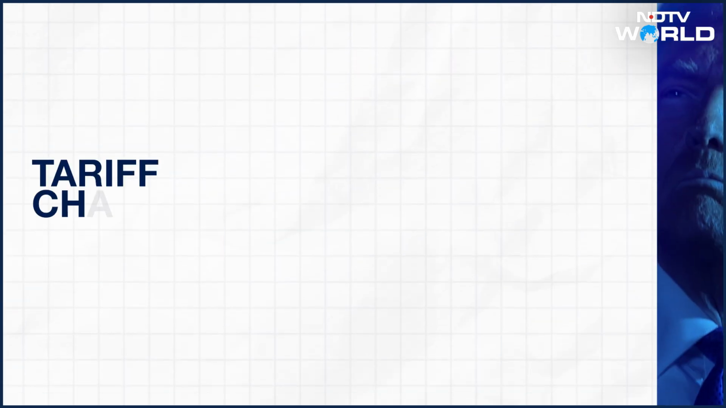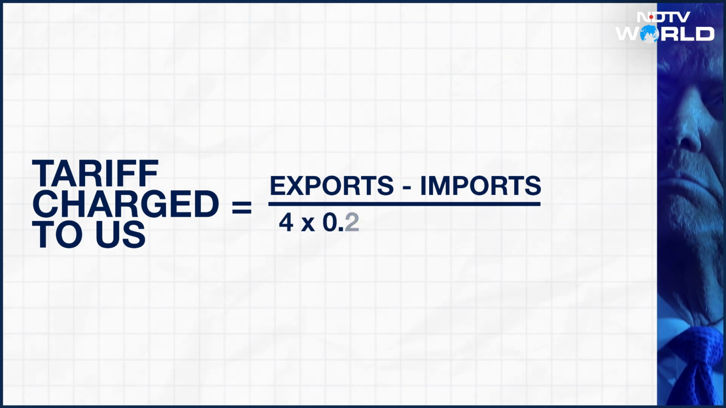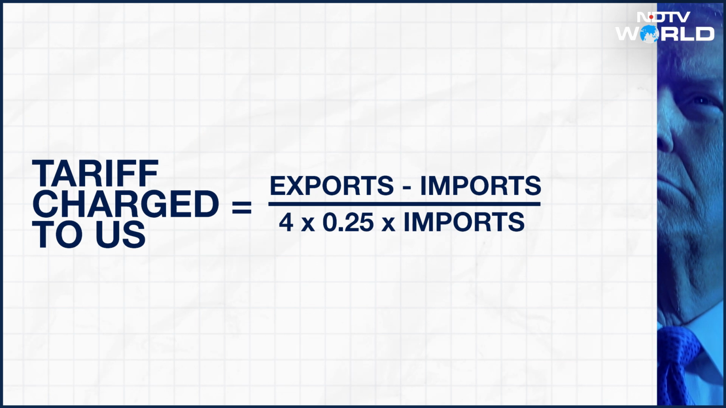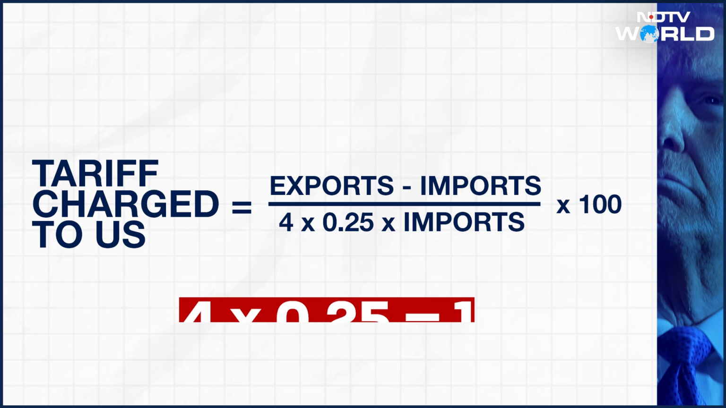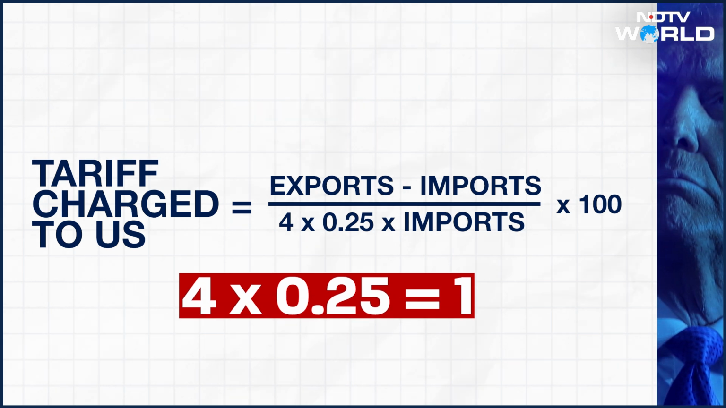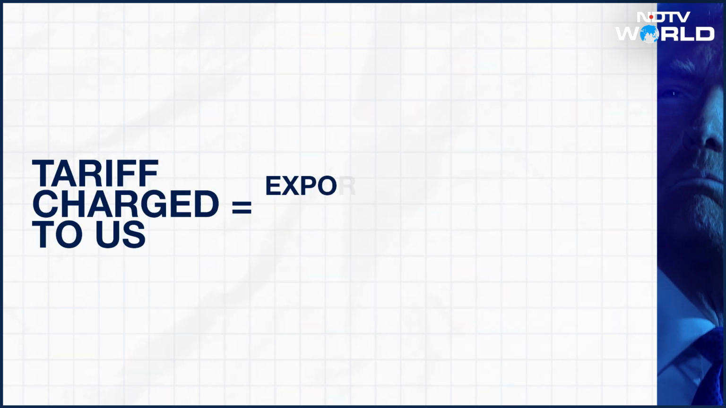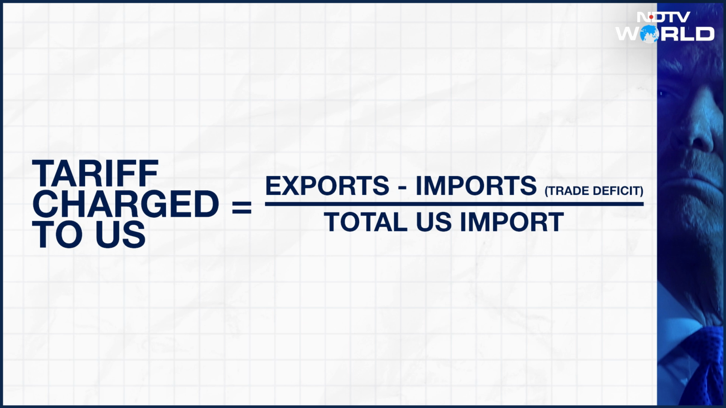This means that the tariff charged to the US is equal to exports minus imports, divided by 4 multiplied by 0.25 multiplied by imports, and for percentage you multiply it by 100 again. Since 4 multiplied by 0.25 is equal to 1, it boils down to simple maths: exports minus imports, which is your trade deficit, divided by total US imports.